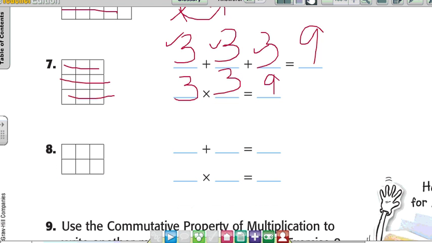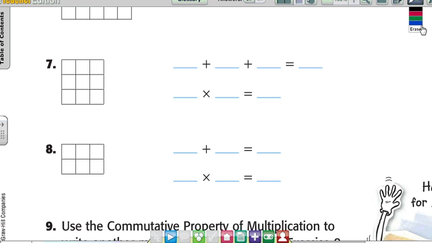Here's number 8. Okay. How many in each row? 3. That would be 3 plus 3, right? Which is 6. Now when I do, whoops, that would be 3 plus 3, which is 6.